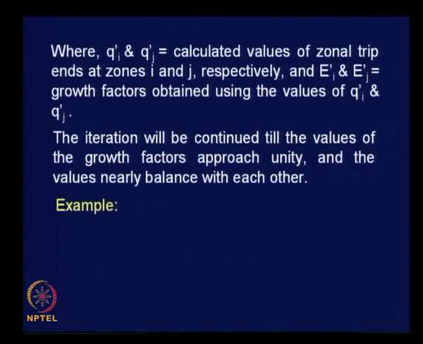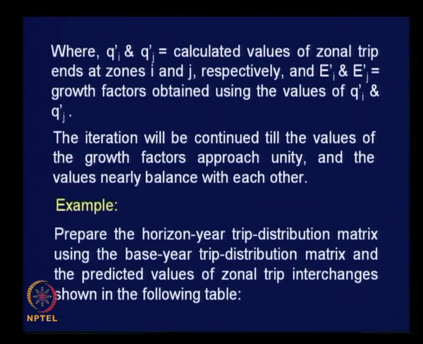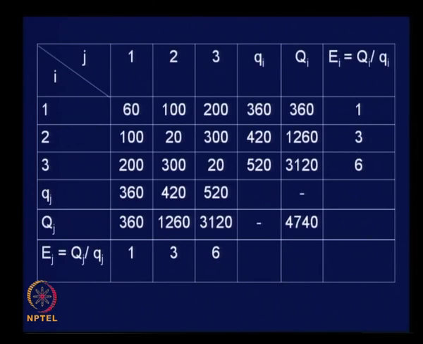We will take a small numerical example and see how to apply this particular method. Prepare the horizon year trip distribution matrix using the base year trip distribution matrix and the predicted values of zonal trip interchanges shown in the following table. These are the values shown. We have 3 traffic zones and the values are similar to what we have seen in the previous example. The cell values are the same.